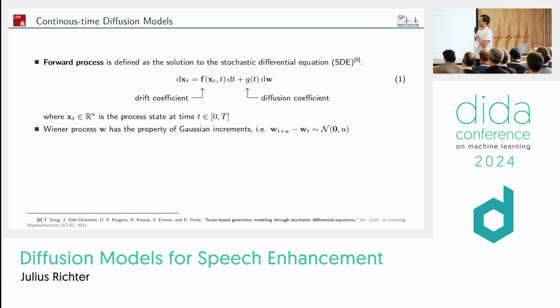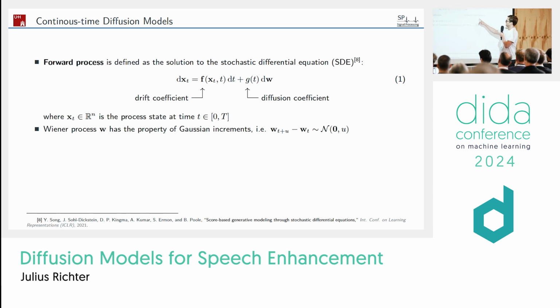So you can basically define the forward process as a solution to an SDE, and this SDE is described by a drift coefficient and a diffusion coefficient. The drift coefficient basically says where the diffusion process drifts to, so the evolution of your diffusion state xt, and the diffusion coefficient basically controls the Gaussian noise which you insert at every time of your process. And this diffusion coefficient controls the Wiener process, which has the property of Gaussian increments. So basically, every step you sample Gaussian noise and add it to your process state.